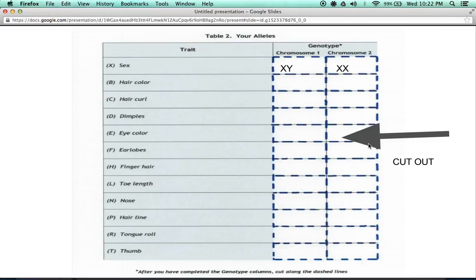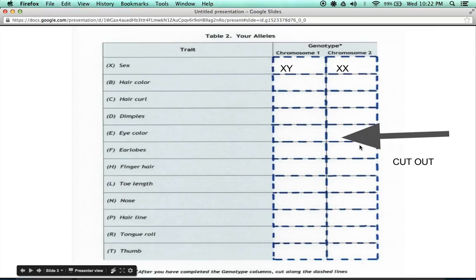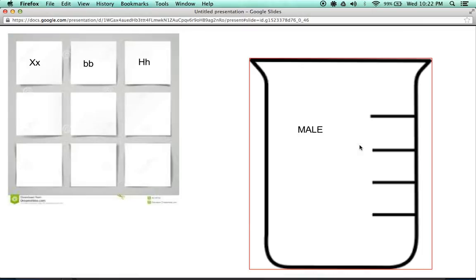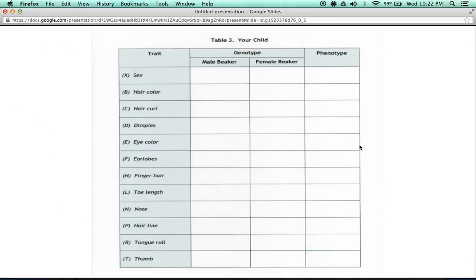They would cut these out, and then put each one that they cut out into their respective male or female beakers. After that, they will shake up those beakers and randomly select a trait or an allele, look at it, write it down, and copy it onto the genotype in table 3.